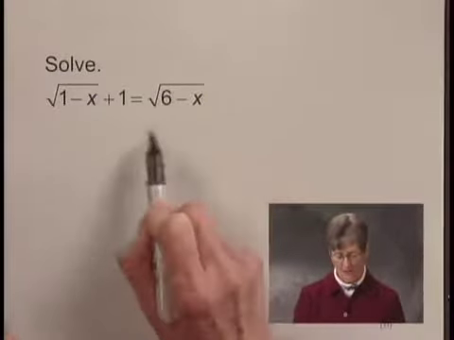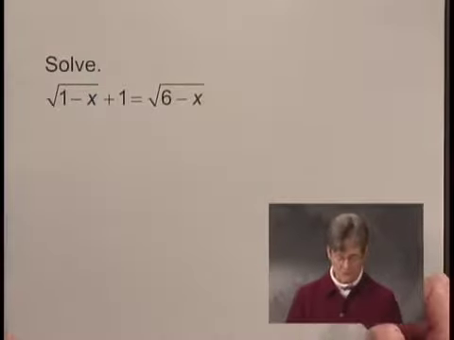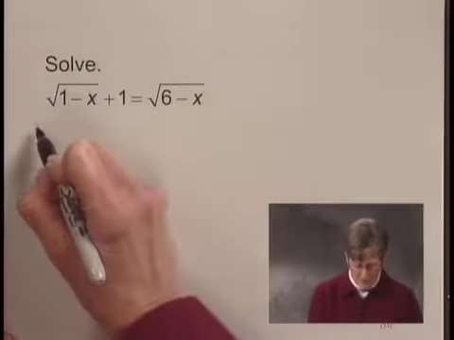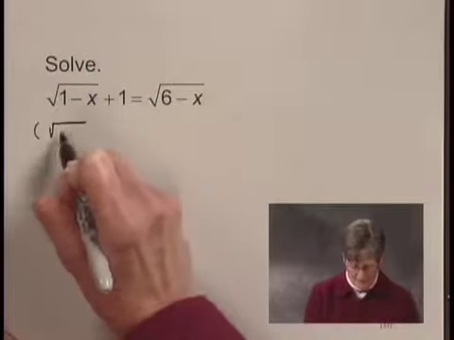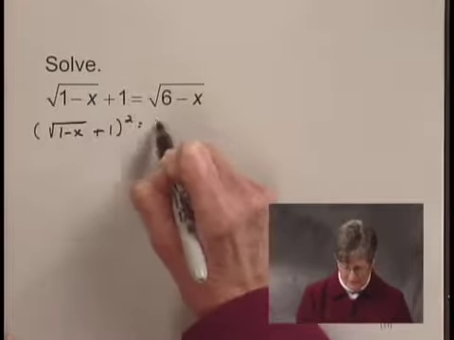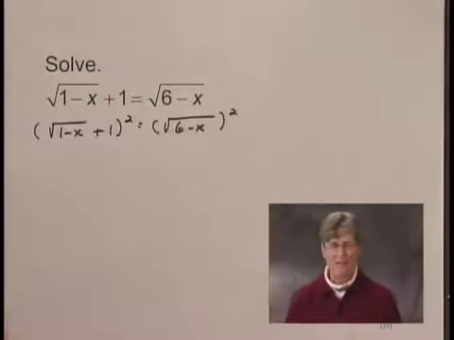Whenever we have two radicals in an equation, we always want to isolate one of the radicals first. And that's already been done. That's just the way the equation is stated. So let's square both sides. Squaring the left-hand side, and now squaring the right-hand side.